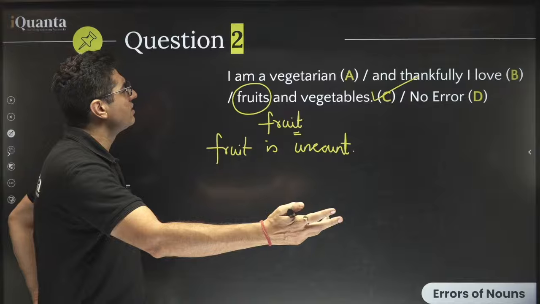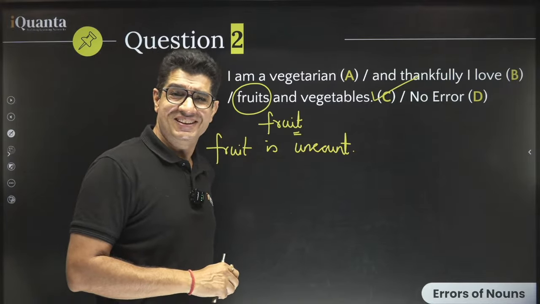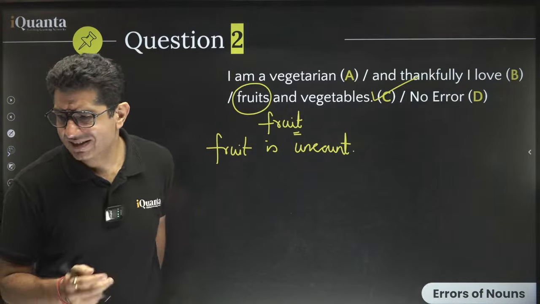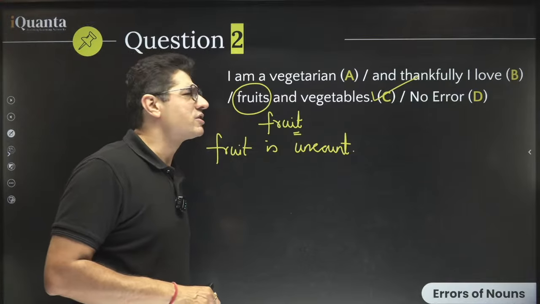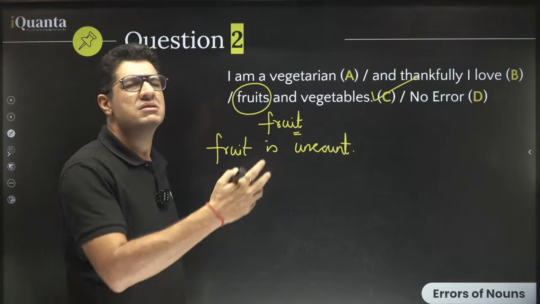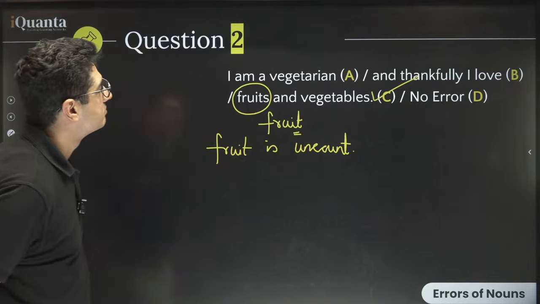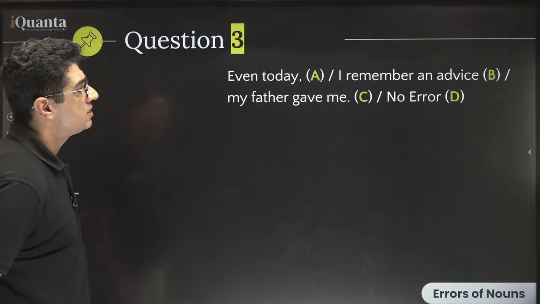There is an idiomatic expression, okay, fruits of labor. In that expression too you use a plural, but normally the default is treat it as uncountable. Now vegetables is no. I mean, I've got some fruits and vegetables. Okay, then question number 3.